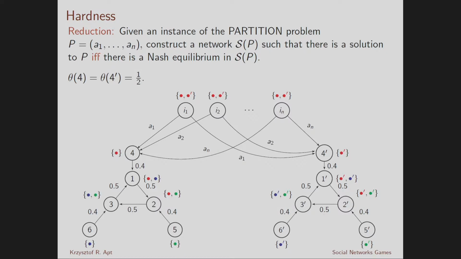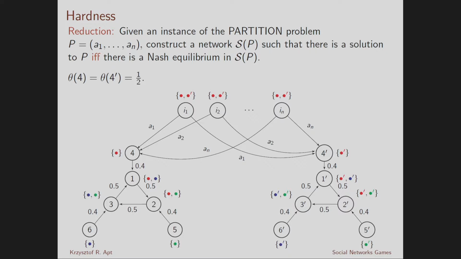So we now make the following decision. Suppose I have a solution to this partition problem, which means that there is a subset of these nodes I1 up to IN, such that the weights coming out of these nodes add up to half. So for this subset, I say all these nodes adopt red, and the other nodes adopt red prime. Now, once this happens, the sum of the weights coming from them is half. Let me repeat: the I nodes which adopted red, the sum of the weights adds up to half.